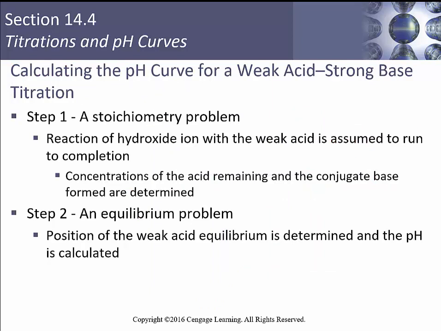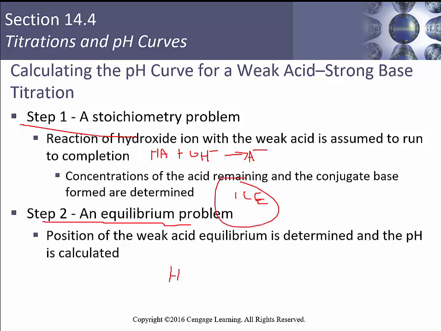Calculating the pH from a weak acid strong base titration is going to involve two steps. Step number one is going to be a stoichiometry problem. The reaction of a hydroxide ion with the weak acid is assumed to run to completion. So we're going to have our HA reacting with our hydroxide to give us the conjugate base. The concentration of the acid remaining and the conjugate base are then determined. At that point, we can set up an ICE table. Step two is an equilibrium problem. So this is our ICE table, or what I'm going to show you is that we can do a Henderson-Hasselbalch through part of that.